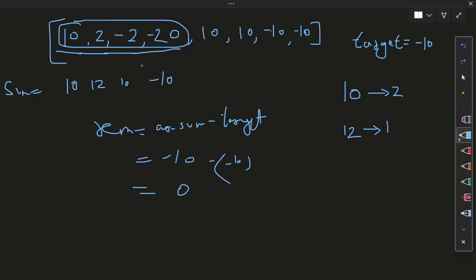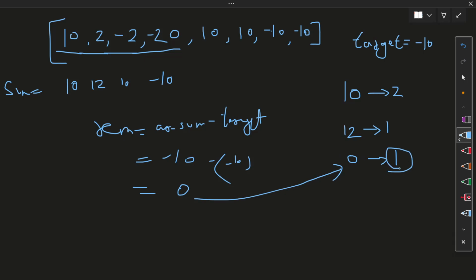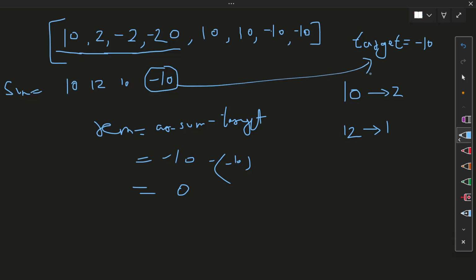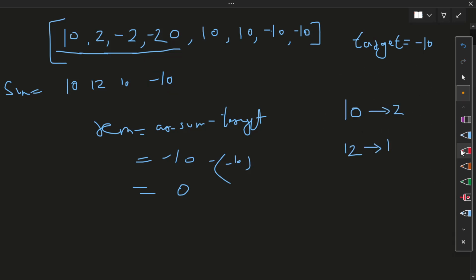There are two options. One option is to just add 0 initially with frequency 1. The first way is to just add this in our map. So we will find 0. How many times is it occurring? It is occurring only once. Another way is to just write an if condition: if the current summation is equal to target, just increment your answer. You can choose any of the options. I will choose to insert 0 and increment the frequency. So 0 is there with frequency 1, so the answer will become 1 at this stage.